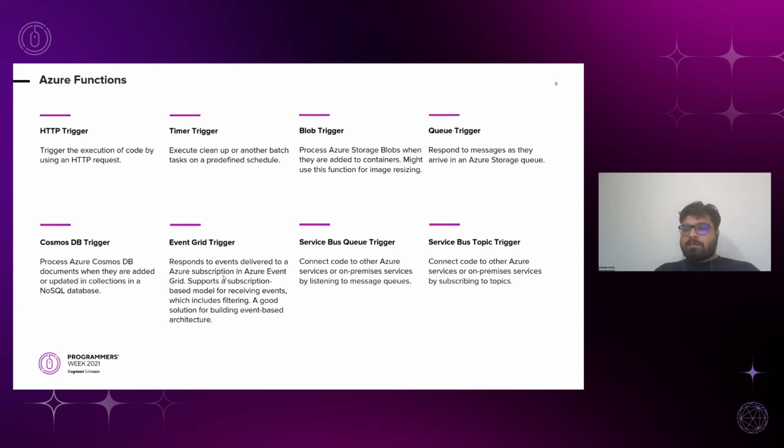Then the Service Bus topic trigger. It is similar to the Service Bus queue trigger, but instead of a queue, we are subscribing to a topic. When a message comes to the topic, the Azure function will start executing, the data will get processed, and the function will run our business logic.